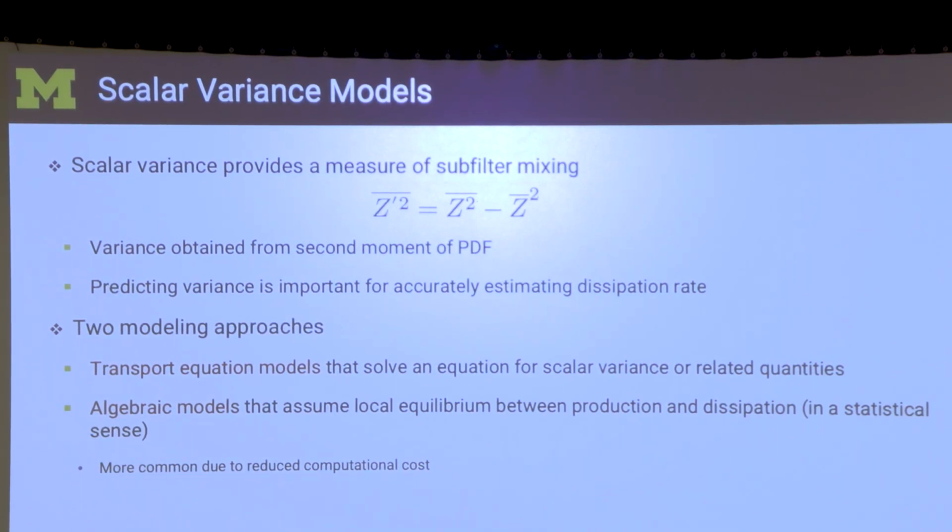And that comes from statistics. You can show that this is statistically the right thing to do. This is how you compute variance of any distribution. You take the sample, you square it, you find the average. You first find the average and then square it, and the difference between the two is your scalar variance. So if you can specify the scalar variance at every point in the domain, in addition to the filtered mixture fraction, you can get all the species compositions immediately.